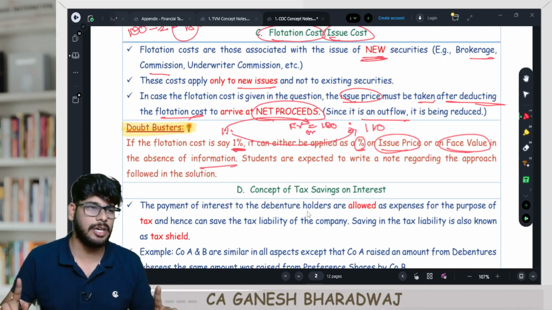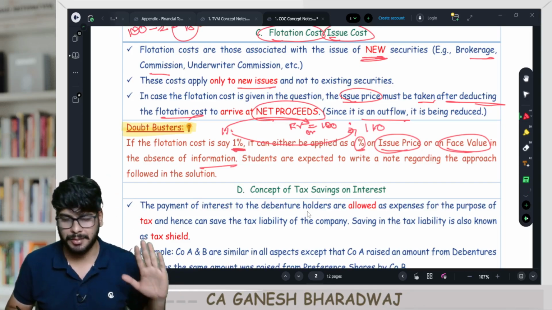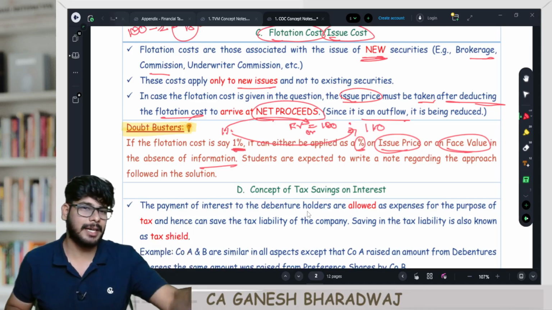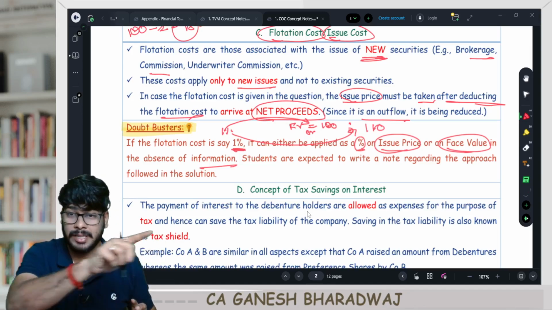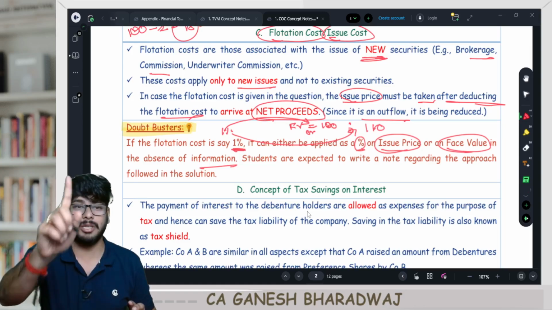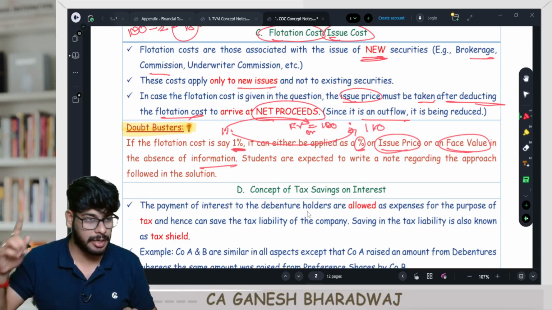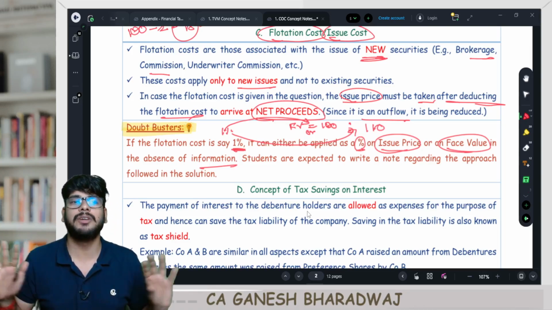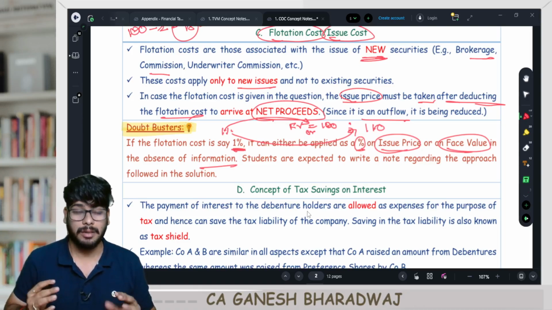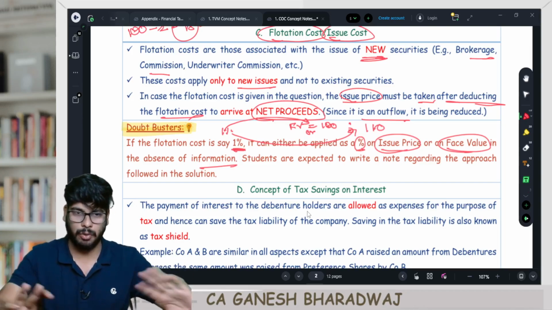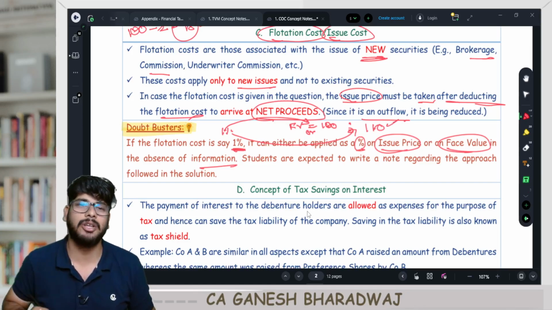This is one general doubt which arises. Now, the institute themselves are saying you can take an assumption whether to apply it on the face value or on the issue price. If in the question they have specifically given flotation cost is 1% on face value, then you should apply it only on face value. Or if they have given 1% on the issue price, then you should apply only on the issue price. If nothing is given, you can take any stand. From an exam perspective, that's all. Take any one in the absence of information. But in my perspective, logically, it should be applied on the issue price.